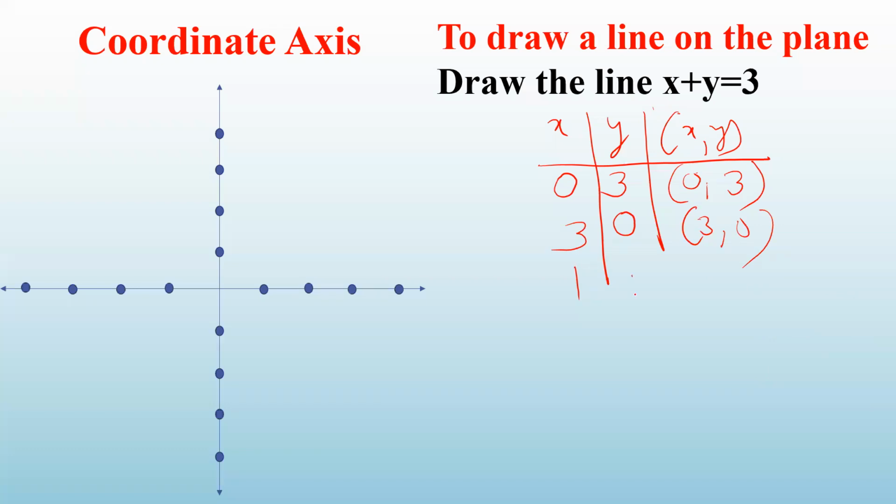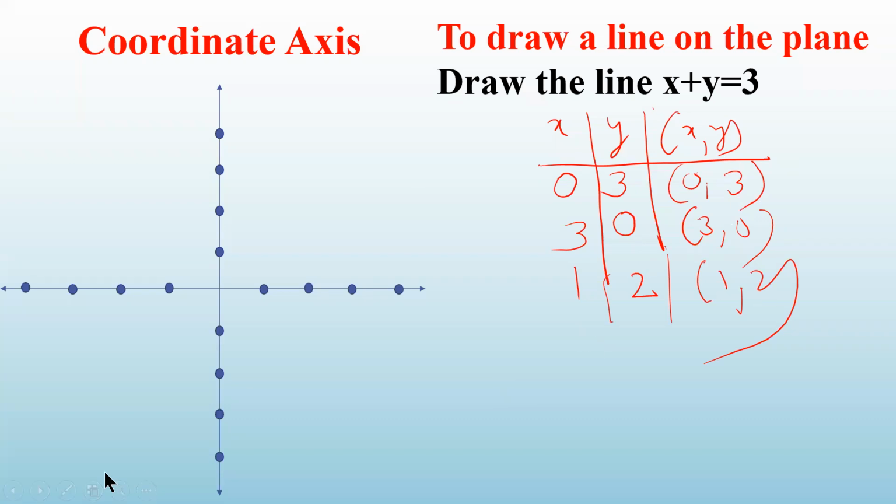Y का value क्या आएगा? 2 आएगा. So which point will I get? 1 and 2. But I need only 2 points to draw a line, correct? So these two are sufficient for me. So let us plot these 2 points on the graph paper.